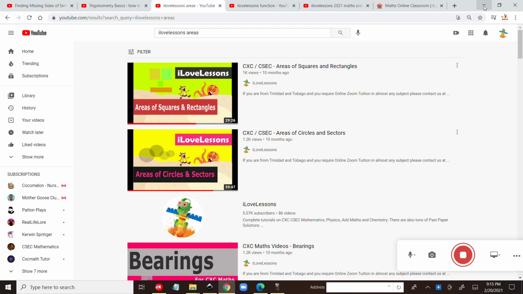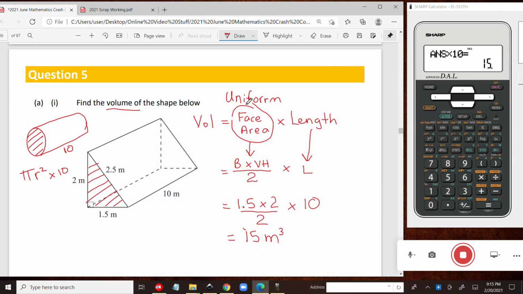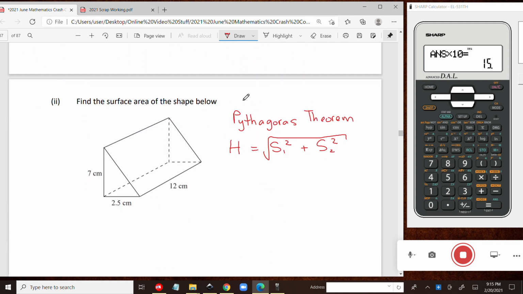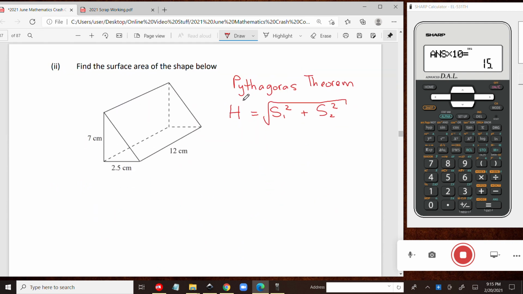So moving ahead now, this was the volume of this shape. Let's see what part B holds for us. Part 2, sorry. They want us to find the surface area of the shape below. I prepared something special to explain this question. What we want to do is look at all of the faces of the shape and find the area of each part and then add them up.